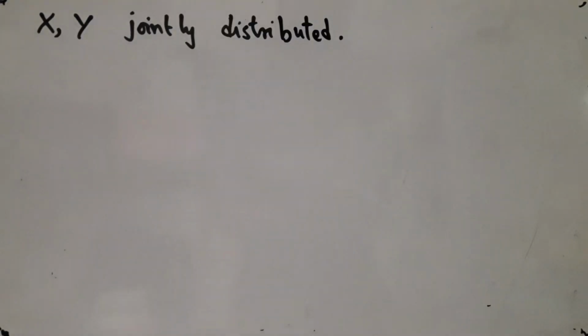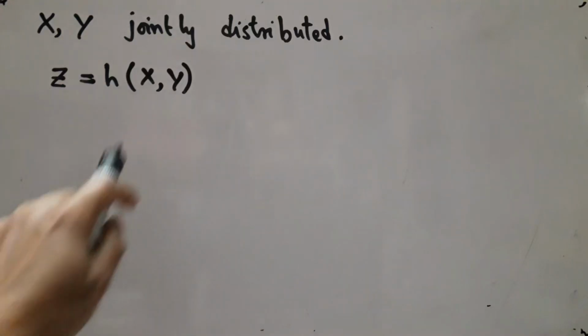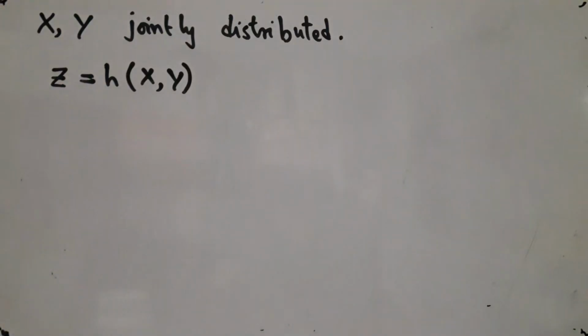Suppose x and y are two jointly distributed random variables. We have combined x and y using some known function h to construct a new random variable z. And we are interested in the expected value of z. Now, one technique to find this could be to use the definition directly.